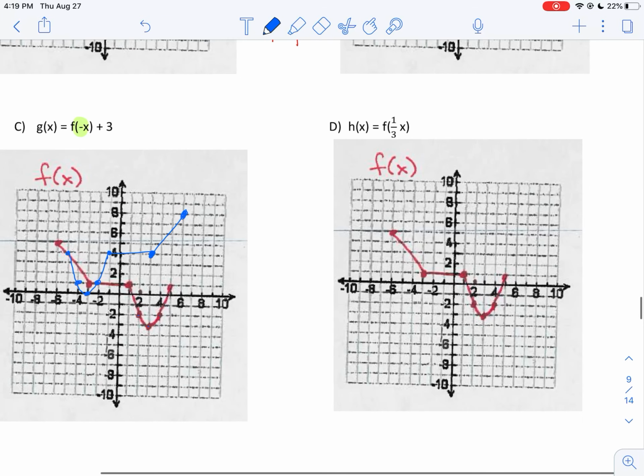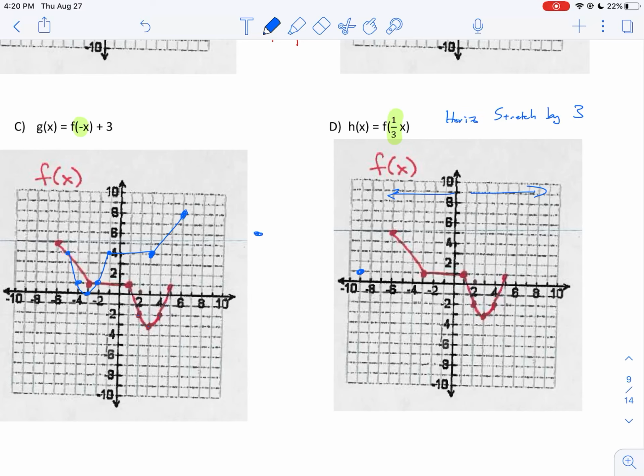Again, this is really just enrichment here. Challenge, you might call it. 1/3 on the inside. What's that going to do? Horizontal. You might be tempted to say shrink, but it's a horizontal stretch by a factor of 3. So everything's going to be 3 times farther from the y-axis. So instead of being at negative 6, this is going to be at negative 18, which is going to be like way out here. Instead of being at negative 3, it's now going to be at negative 9.